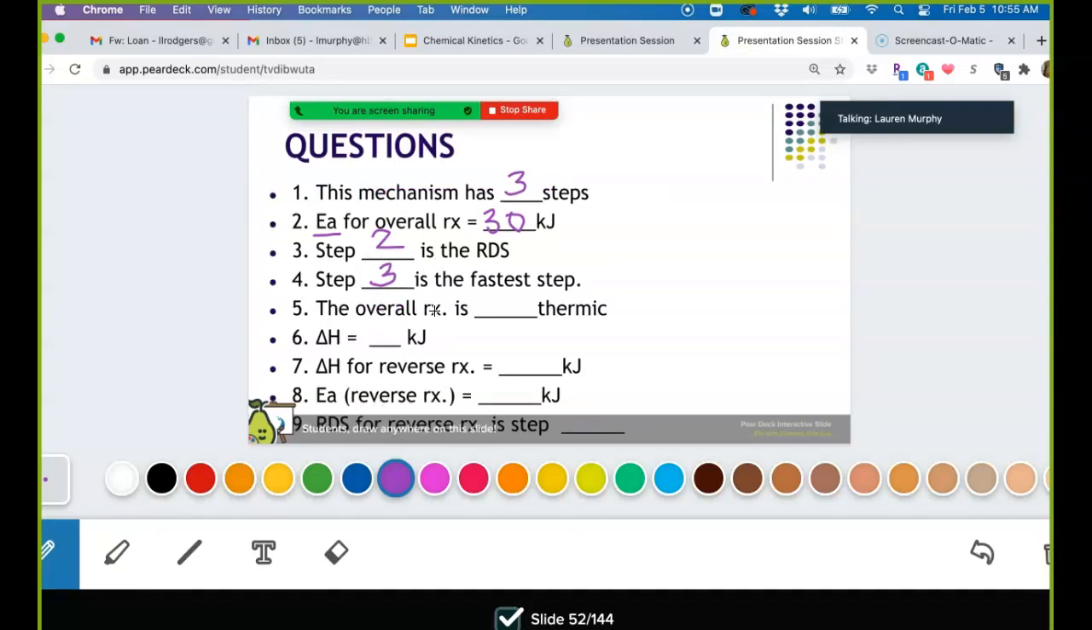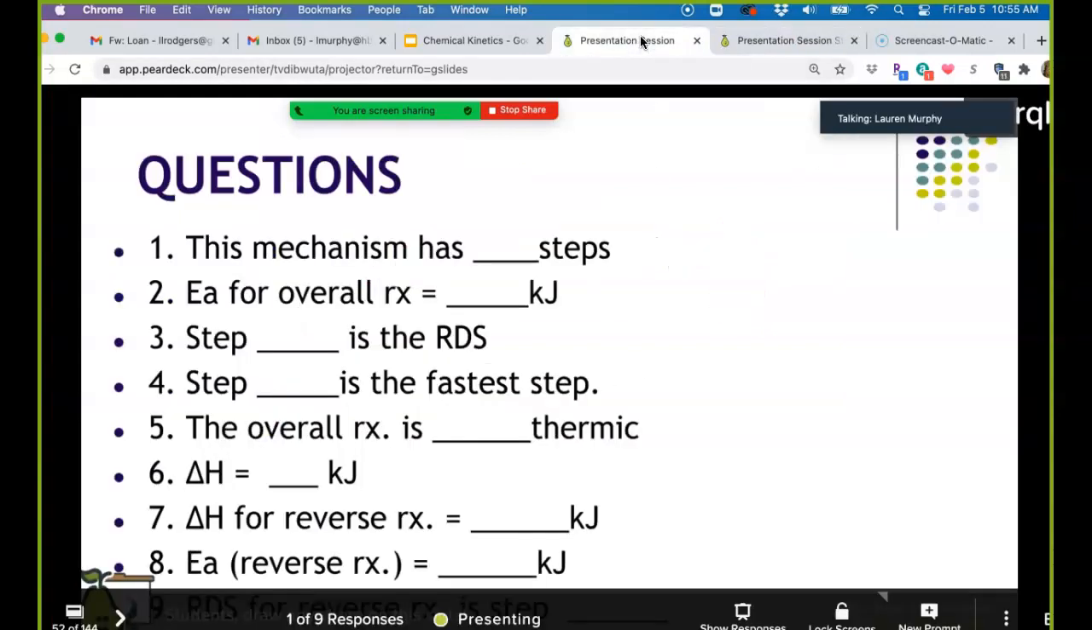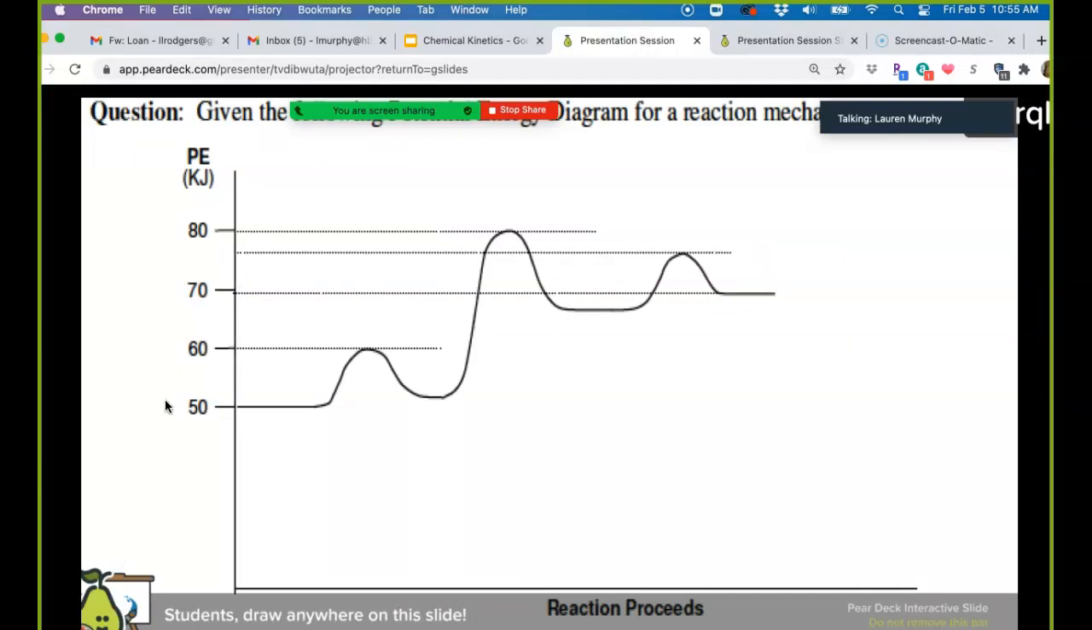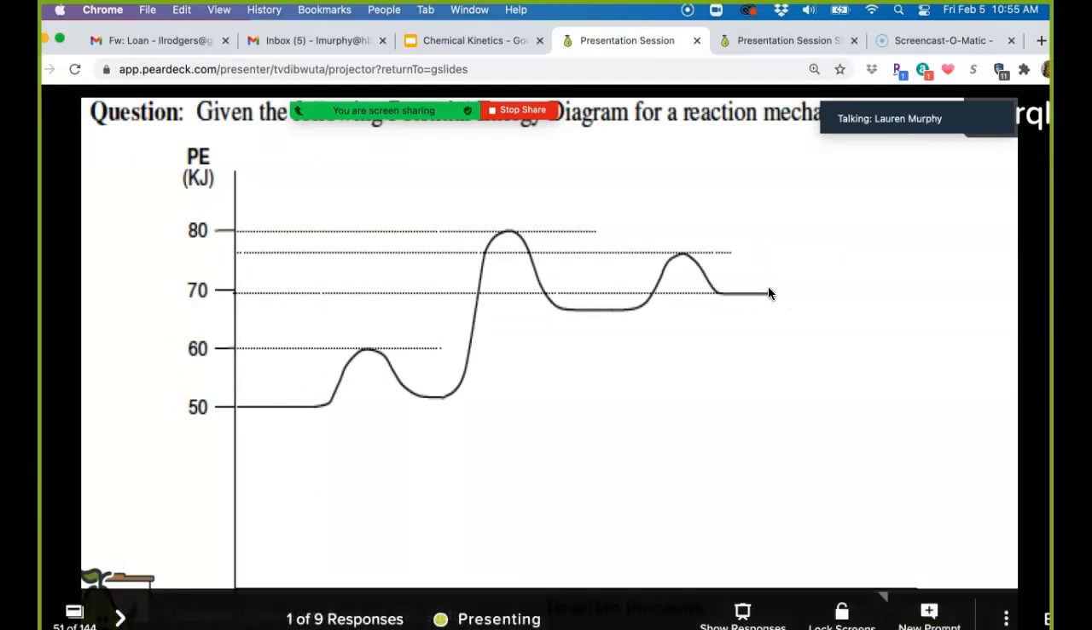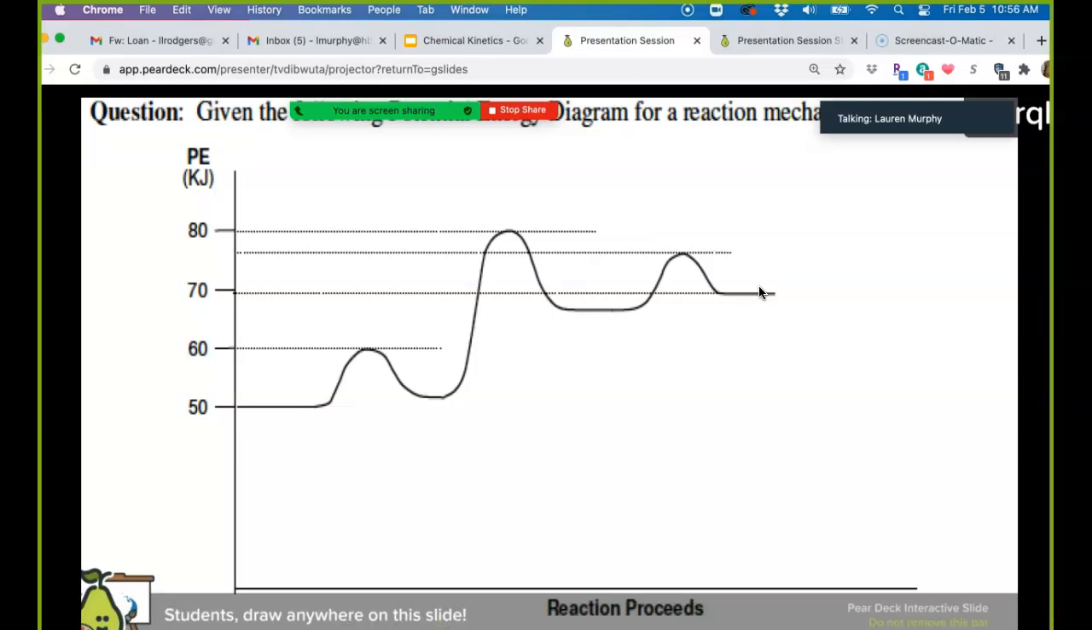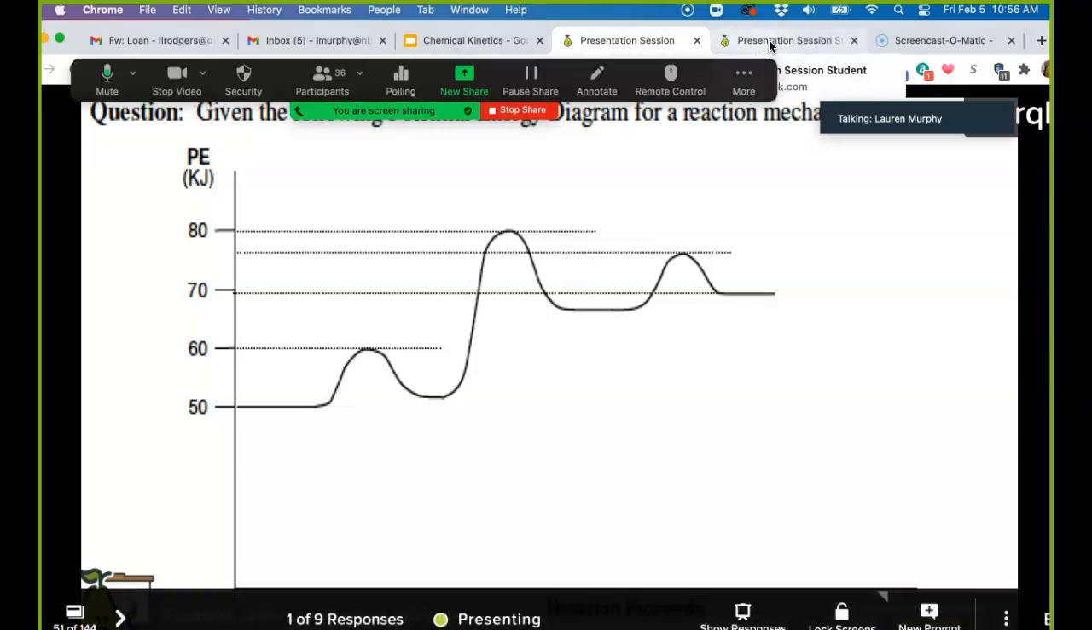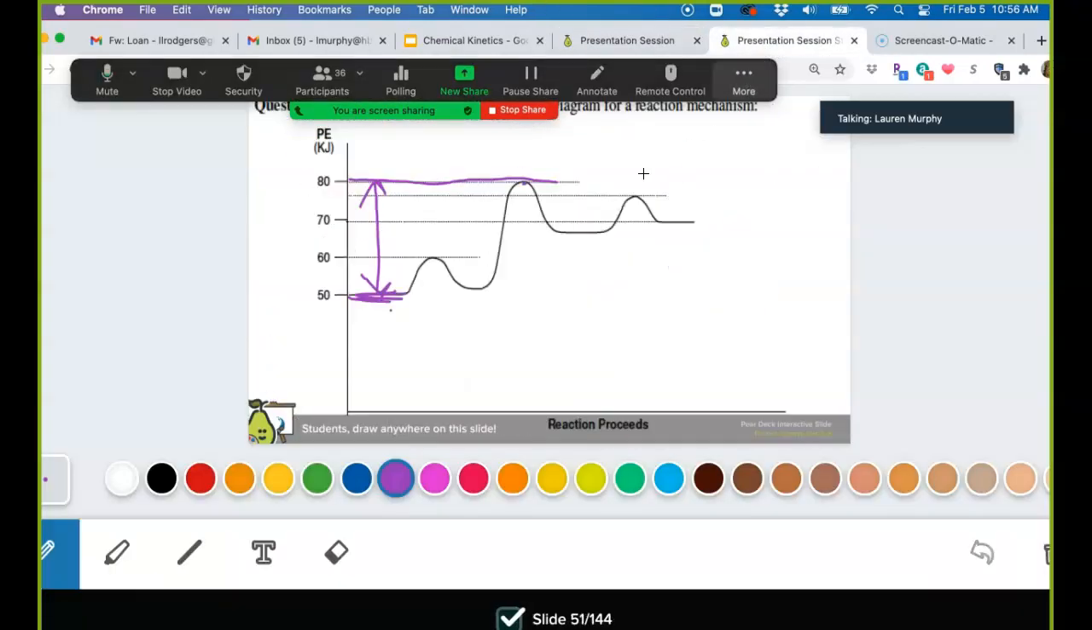And the overall reaction is what kind of thermic? Well, remember the exo or endothermic is defined by delta H, right? So if it's positive, we are endothermic, and if it's negative, we are exothermic. But just conceptually, without even doing math, your products have more energy at the end. So energy had to have been absorbed for you to have more energy at the end than you did at the beginning. So that's endothermic. Okay, so this is an endothermic overall process.